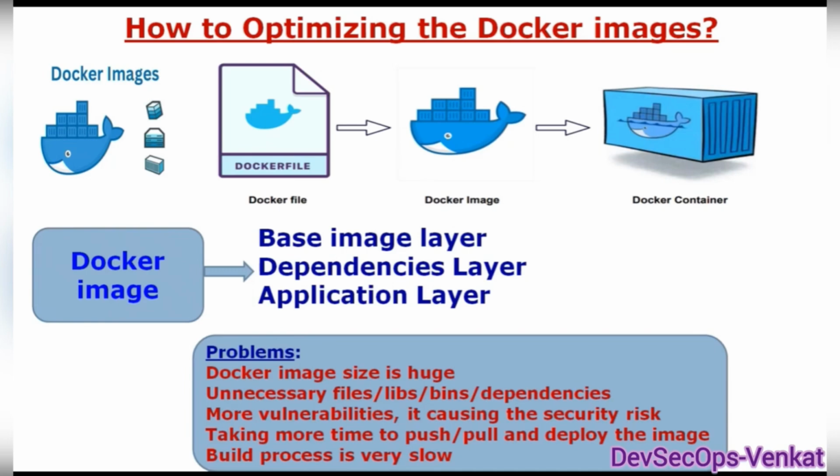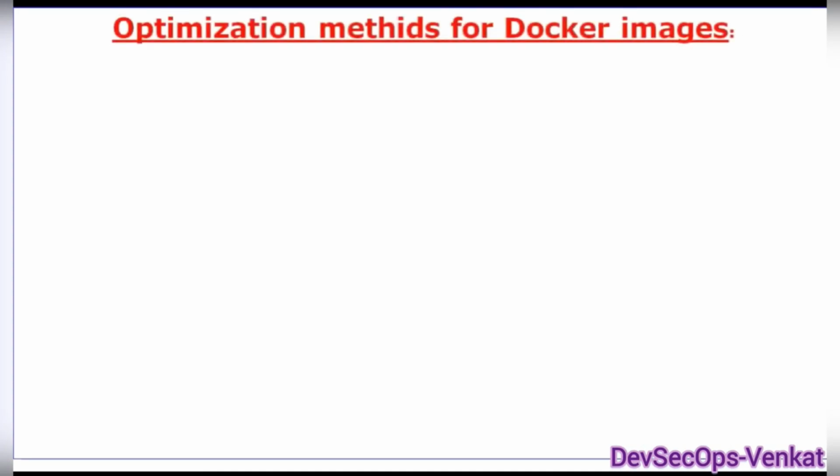So to consider this, we have a couple of methods to optimize the Docker image, and we can remove the vulnerabilities. We can reduce the build time, push and pull time, and even the deployment time. So based on this problem statement, there are a couple of ways and methods available to optimize the Docker image. From there, we frequently use 2 or 3 methods. So we'll see what those are.